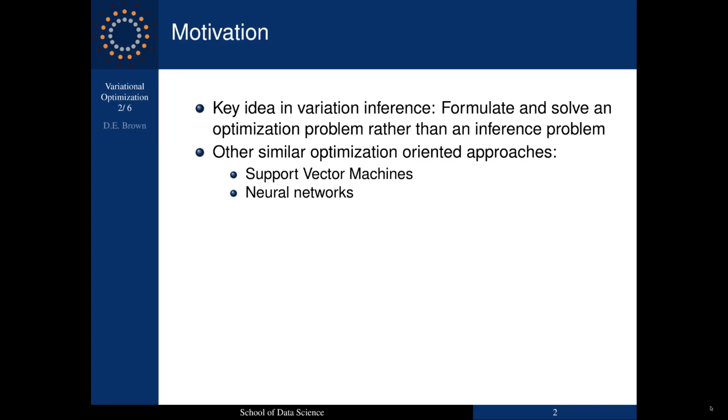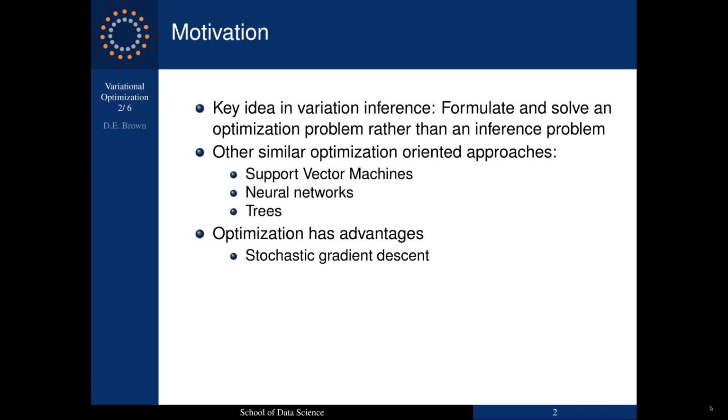Neural networks also use optimization. This is actually relatively simple to express but hard to implement, but neural networks are very effective in their use of optimization. Decision trees like random forests use optimization. So optimization has a real strong place in machine learning, and it has a lot of advantages. We can use things like stochastic gradient descent, which has proven to scale very well, and it's particularly useful in deep learning approaches.